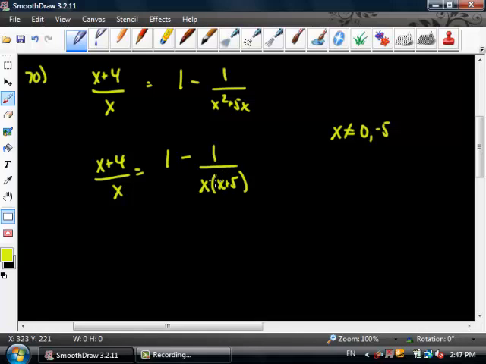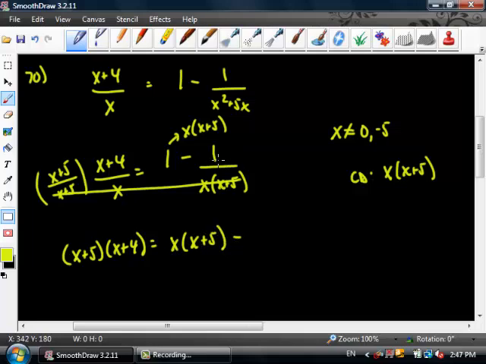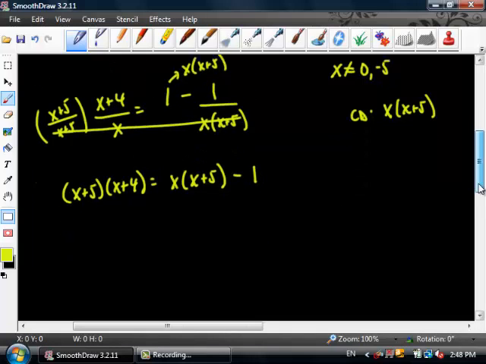Okay. So now I need to get my common denominator. My common denominator is going to be x times x plus 5. So this side here needs an x plus 5. This middle term needs both. So once I have my common denominators, all the denominators can go away. I have x plus 5 times x plus 4 equals 1 times this whole thing, minus, well, the 1 didn't need anything, so here's where we are. Dave, you okay with that so far? Yeah. All right. So now I'm going to FOIL this out.